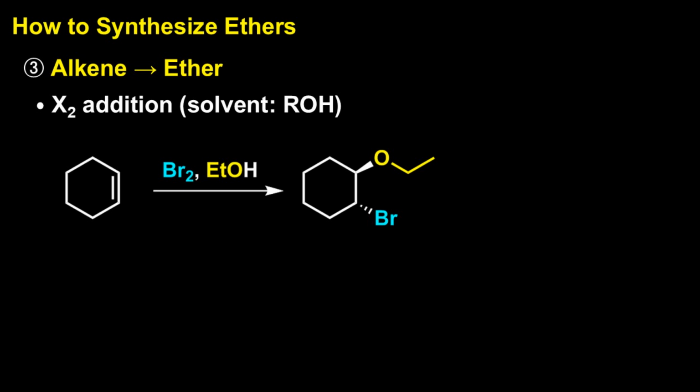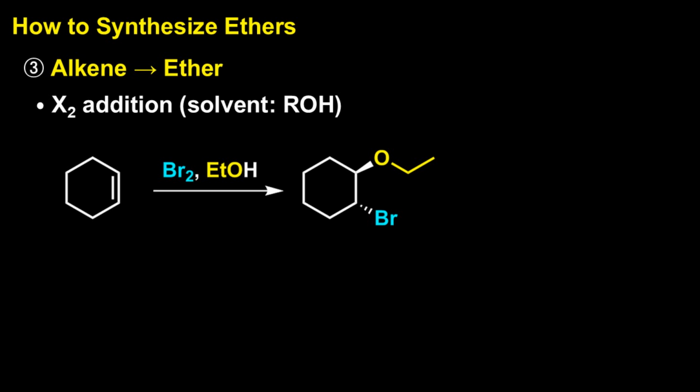Here's another way to make an ether from an alkene, but this time we're using a halogen. When you treat an alkene with something like bromine, in the presence of an alcohol solvent, something pretty interesting happens. Let's break it down. We've got cyclohexene, and we're adding Br2 in ethanol. The double bond reacts with the bromine and forms a bromonium ion, just like in a typical halogen addition. But here's the twist. Instead of water, ethanol is the nucleophile because it's the solvent.